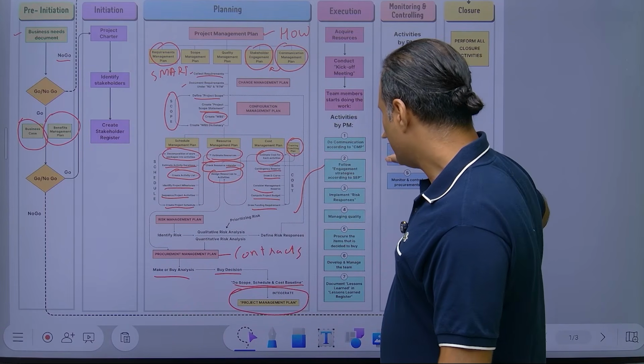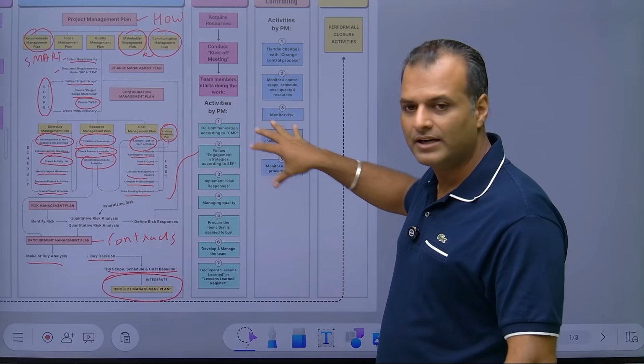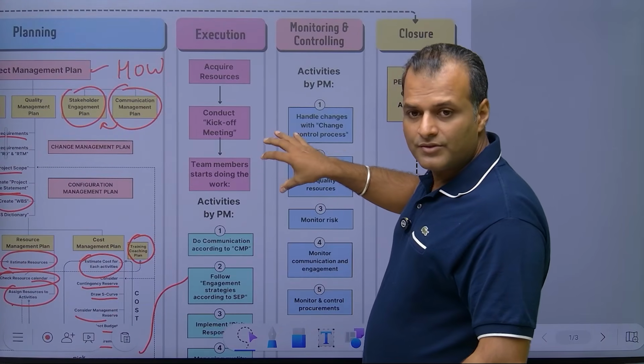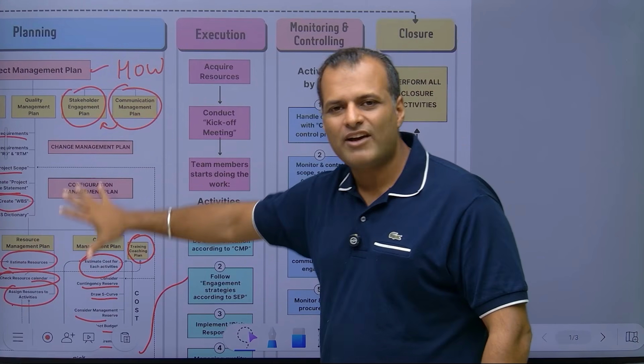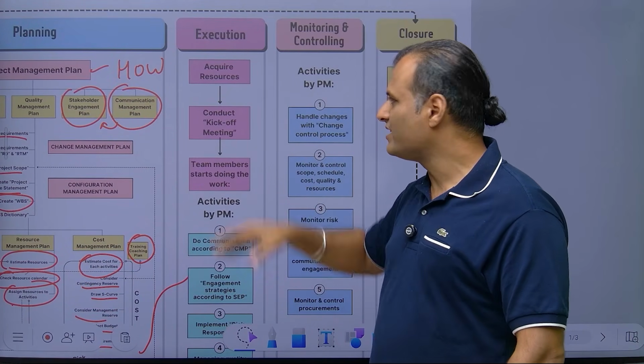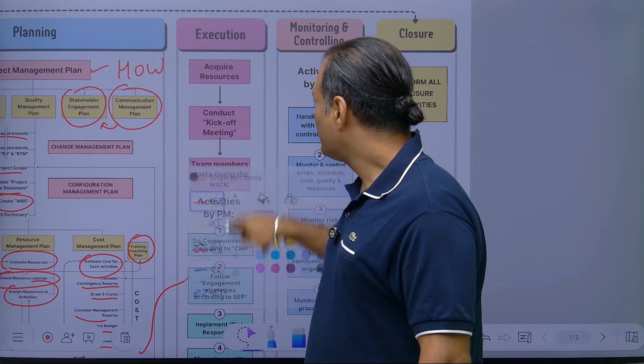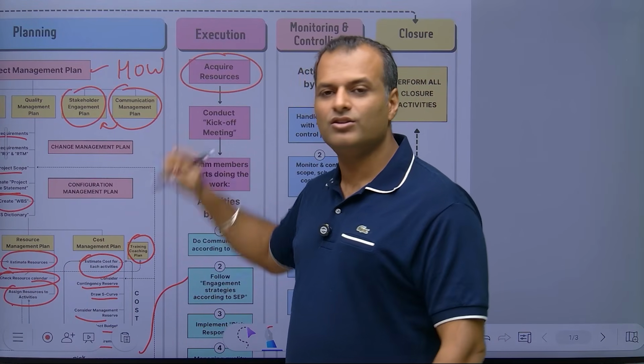Okay, now let's start working on the execution side, right? Okay, you see it? Okay, perfect. So whatever you have planned, now it's the time to execute. For example, I planned that I need 10 workers, right? If I need 10 workers, I need to acquire those resources, right?